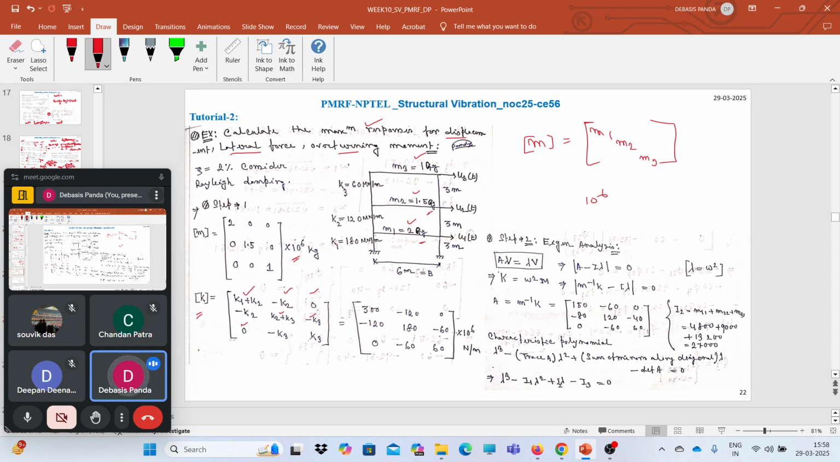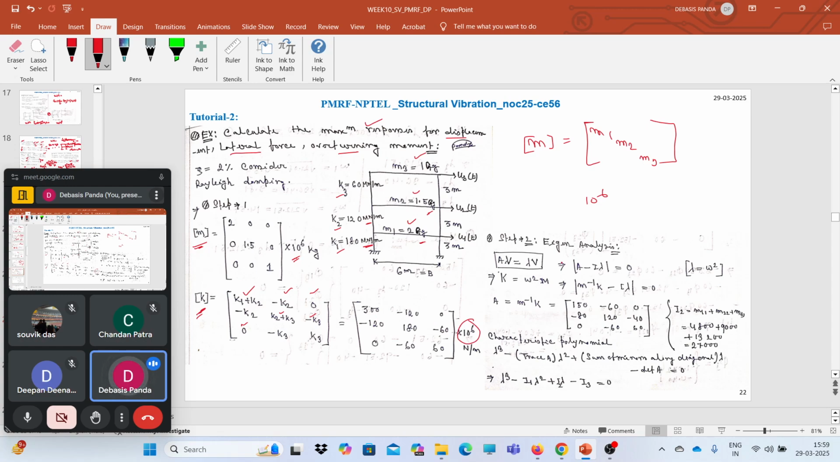So we have all the values K1, K2 and K3. It is given in mega Newton per meter, so we need to convert it from mega Newton to Newton per meter. So 10 to the power 6, you just need to multiply it. So the mass and stiffness matrix is ready now, right?